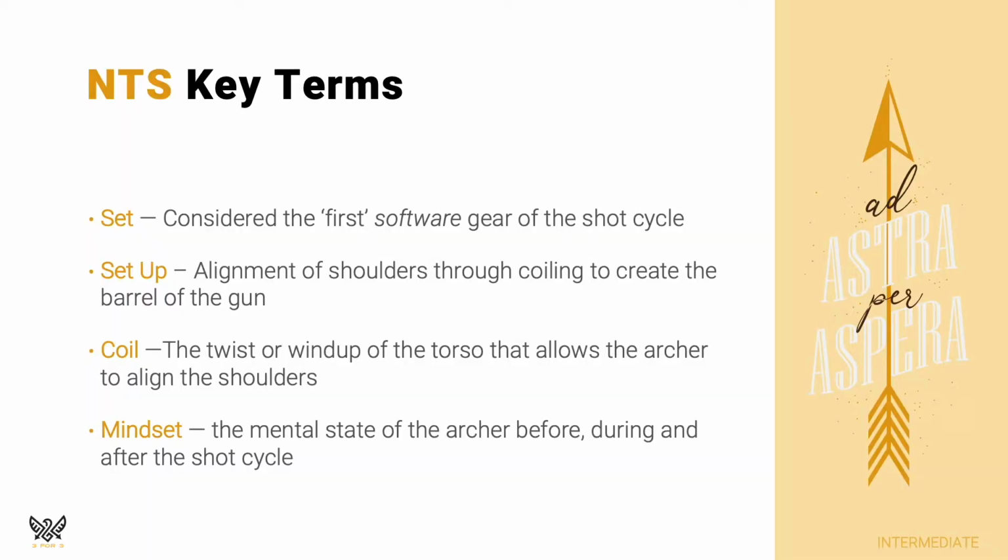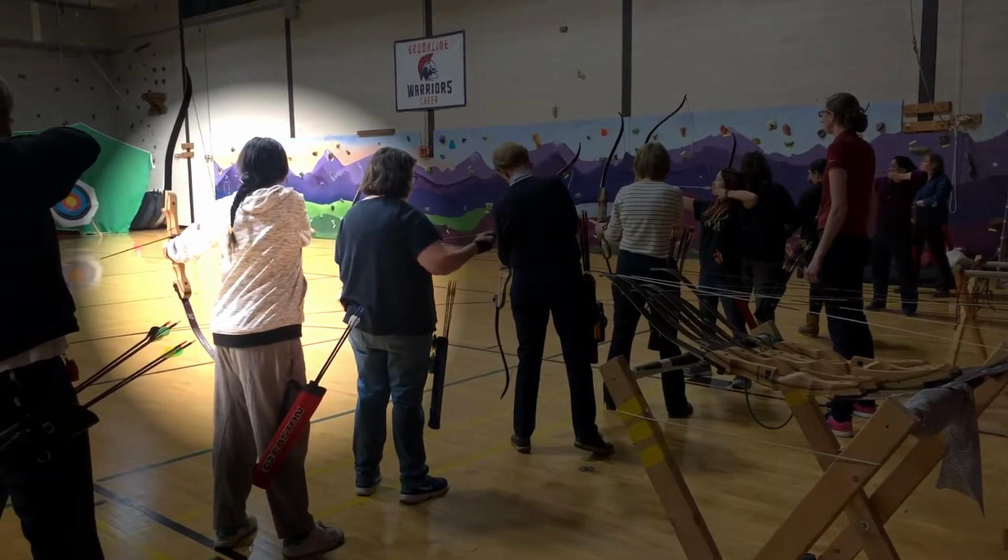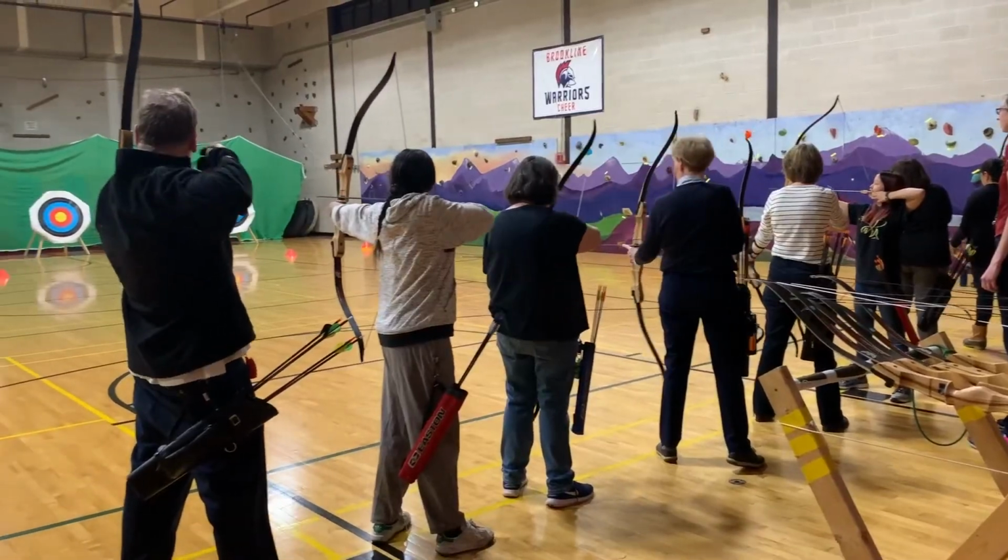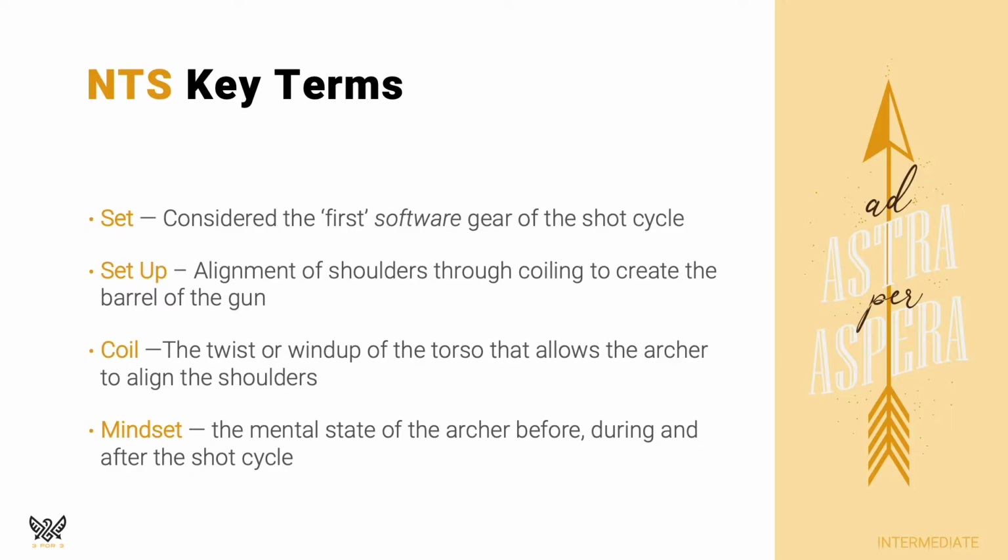Setup is the step where we establish the barrel of the gun and we align our shoulders using the coiling motion to get bone-to-bone alignment. Coil. Hopefully this sounds familiar from episode 1. You may have heard the term before. It is the twist or the wind-up motion of the torso that allows you to get the shoulders into alignment and form the barrel of the gun. That's going to get you that great back tension throughout the shot process.